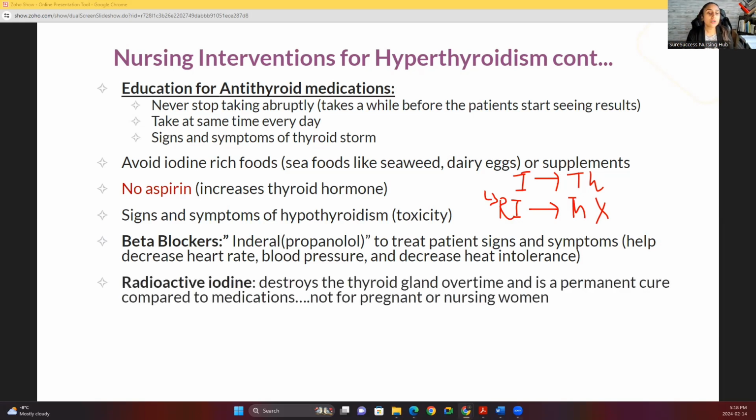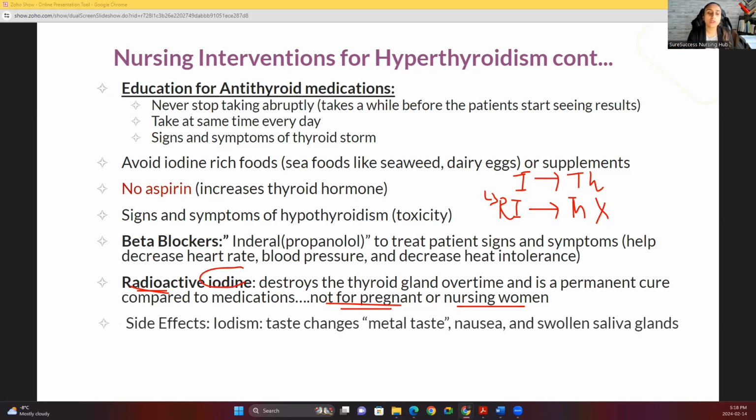But whenever there is a radioactive part, please do not give it to pregnant ladies and nursing women. Even the radiation therapy, even if you are a nurse, if you're pregnant or if you're planning to get pregnant, as a nurse, do not work over there. Another thing, radioactive iodine tastes like a metallic taste. So do tell them that your taste can change. All right. And nausea, swollen salivary gland.